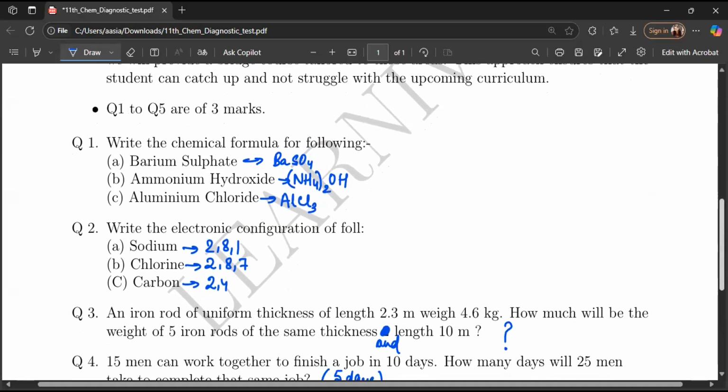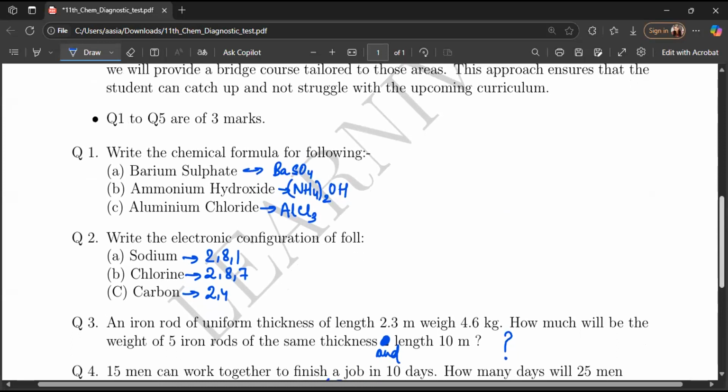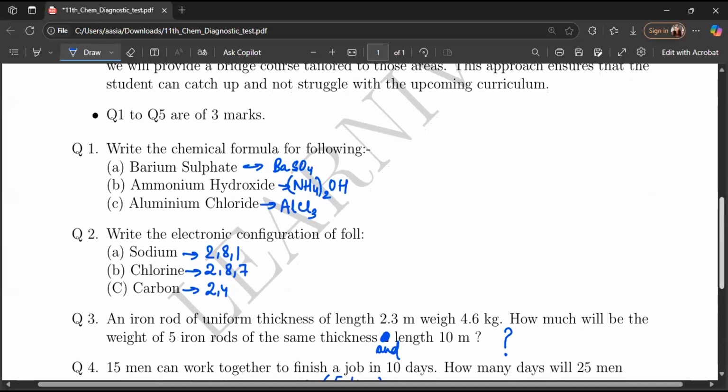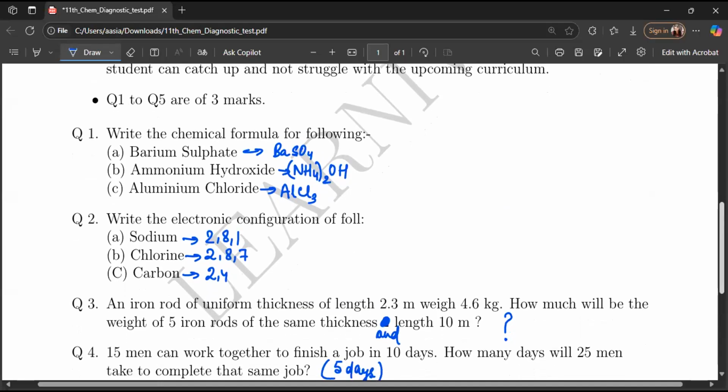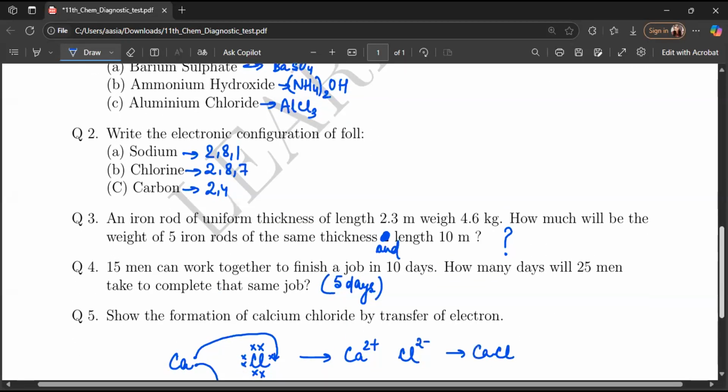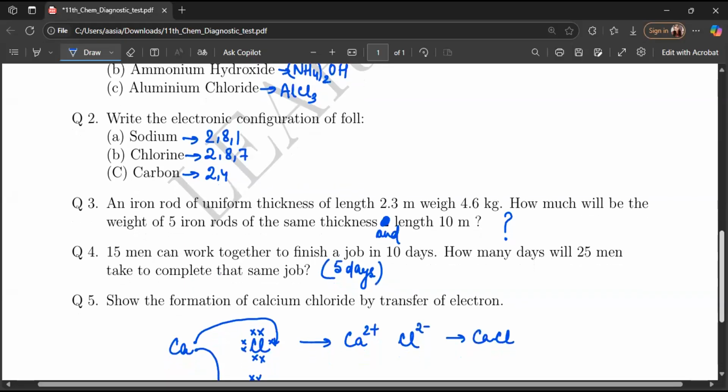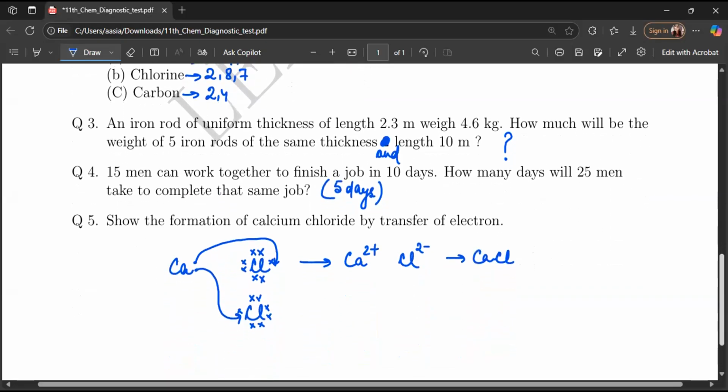Okay, so just check your answers once. BaSO4, NH4 twice OH, AlCl3, and the electronic configuration. You have not attempted question number third. Fourth you have done. Fifth you have done.